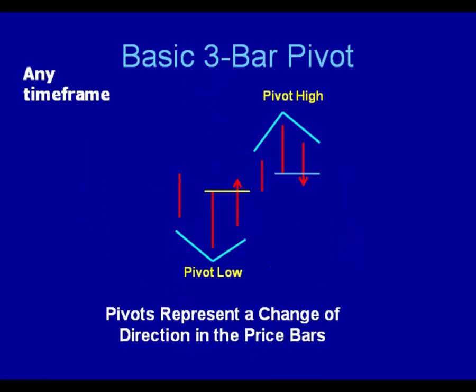So here's the structure of the basic 3-bar pivot. Basic 3-bar pivot, any time frame, any tick size, doesn't matter. But pivots represent the change in the direction of the price bars. So here's simply the 3-bar pivot sequence: lower lows, lower highs. And as we finally put in a low bar, at the time of the low bar, we don't know that's the low bar. We don't know that a pivot's going to form. So we have to wait for the actual formation.